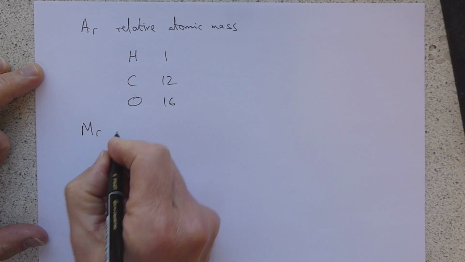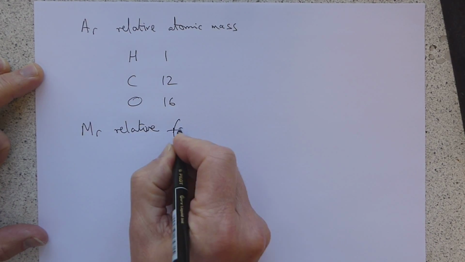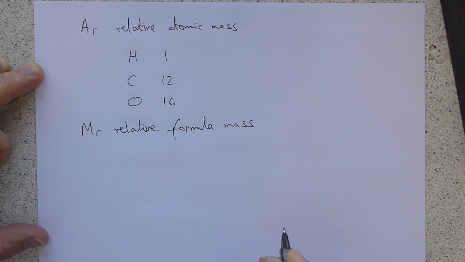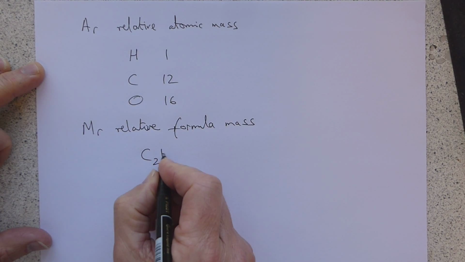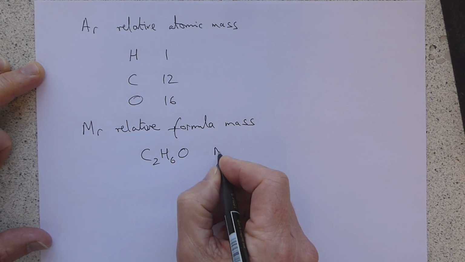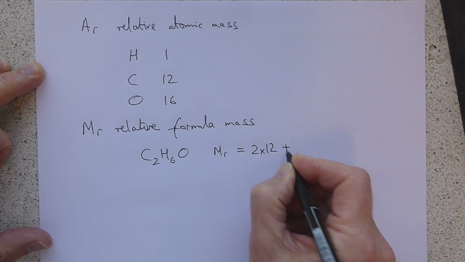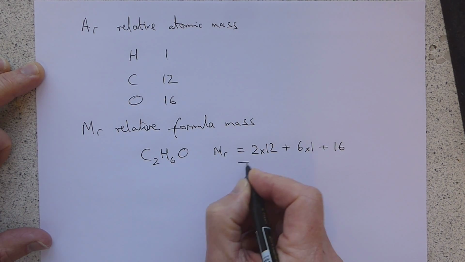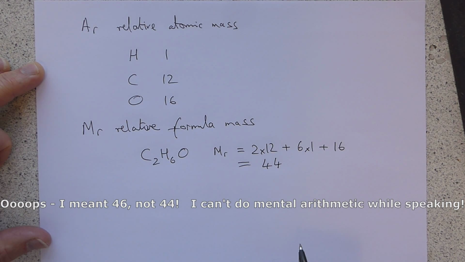And then relative formula mass, known as Mr, is calculated very simply by just adding the relative atomic masses together. So if I said, what's the relative formula mass of C2H6O, it's got 2 carbons, so 2 times 12, plus 6 hydrogens, 6 times 1, plus oxygen weighs 16. Add those together, you've got 44. And there we are, that's how we work out relative formula mass.